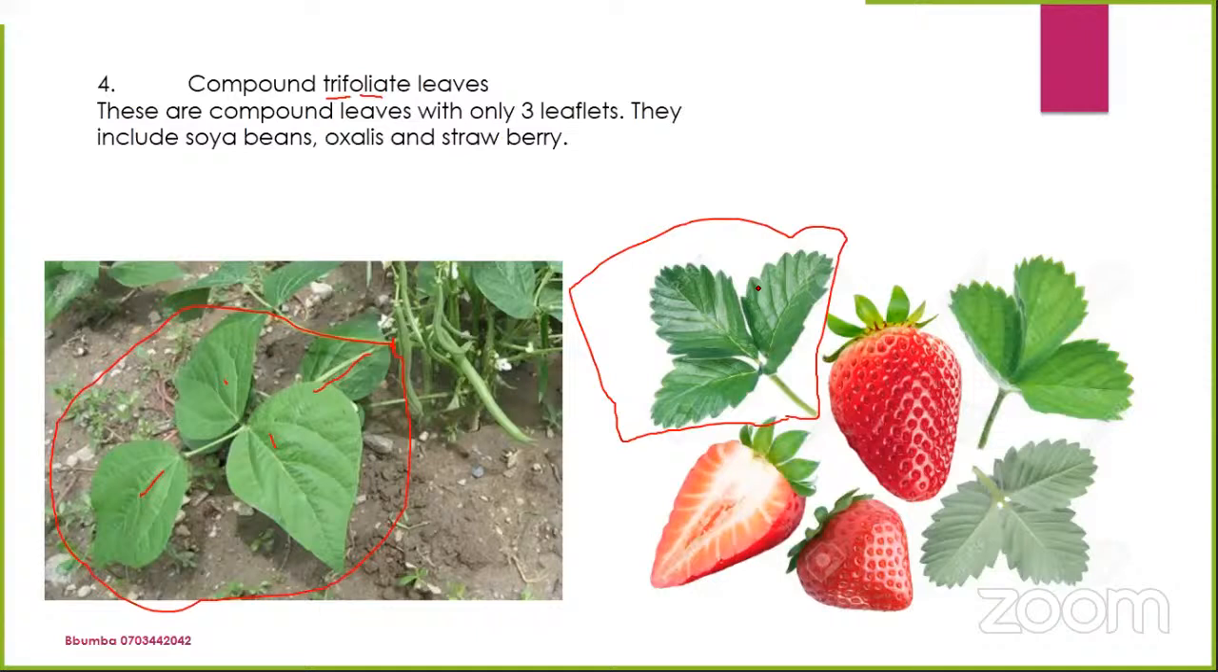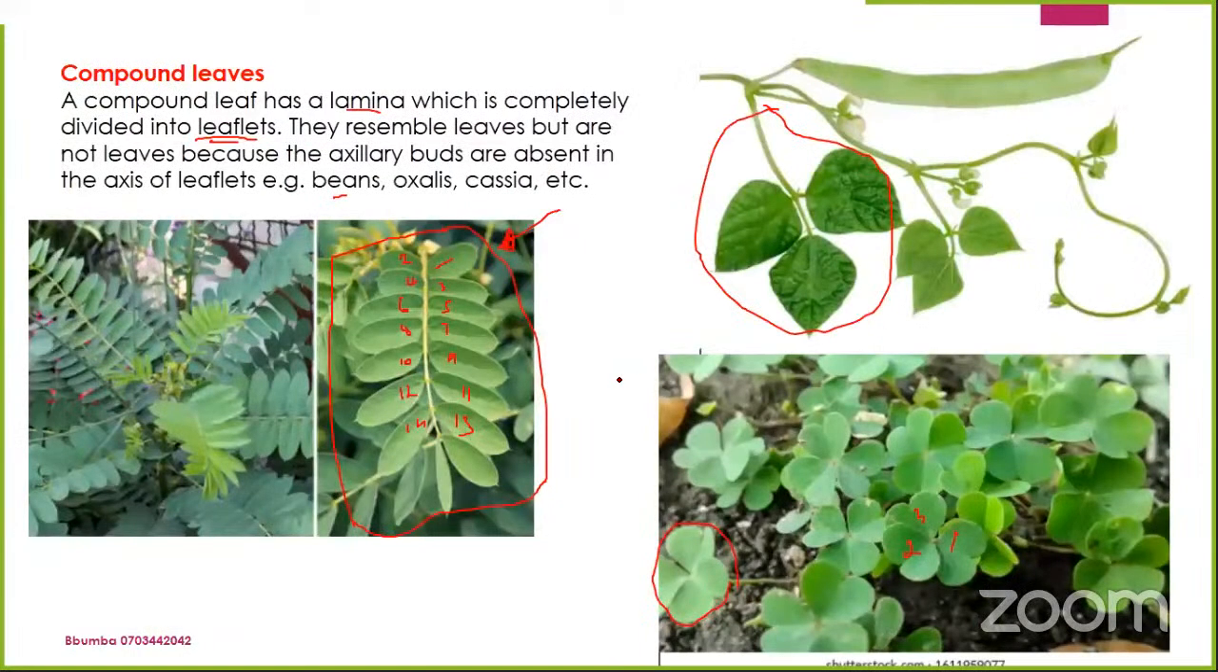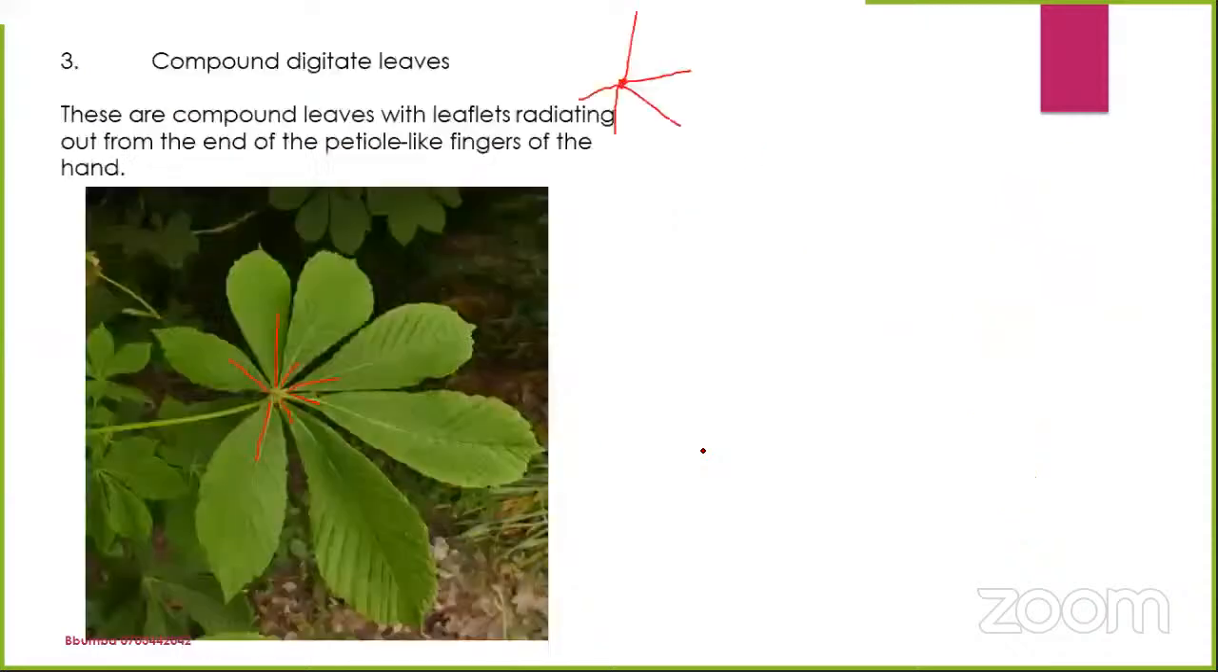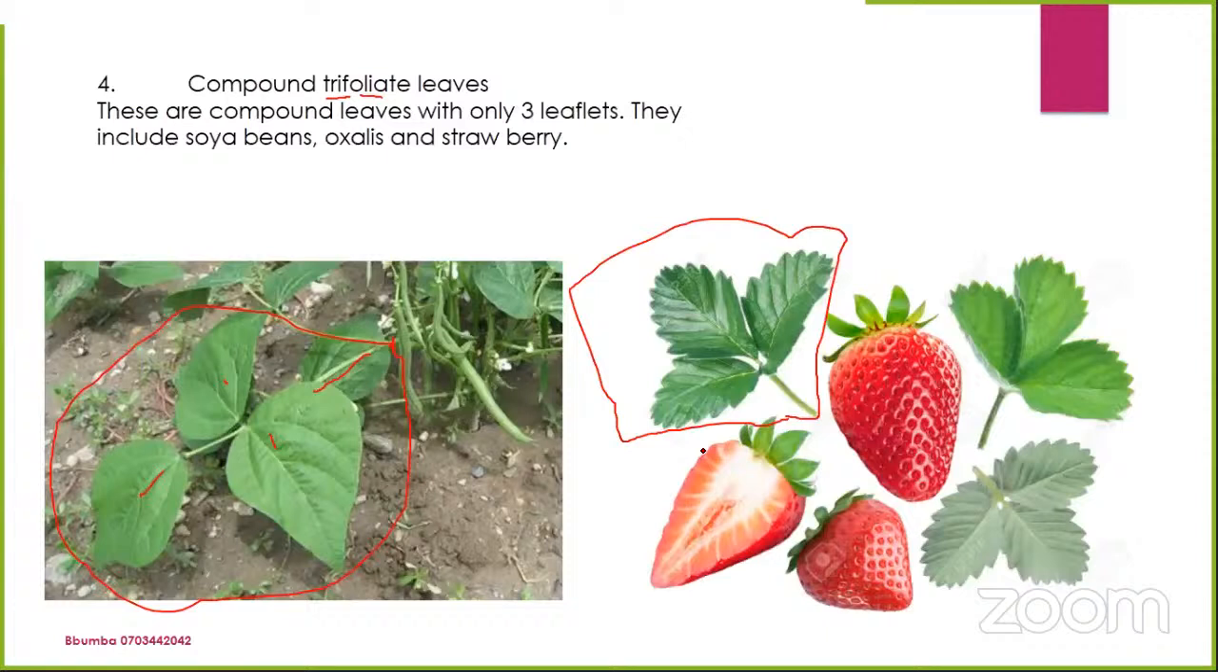Another one is the oxalis. Oxalis in Luganda is called kanyebwa. If I can show you this picture of kanyebwa, these ones here. People used to eat kanyebwa, especially young children. They chew these leaves. So this plant is called kanyebwa in Luganda, and in English it is called oxalis. It also has three leaflets, so it is compound trifoliate. When they ask for an example of a compound trifoliate leaf, you are able to give oxalis or strawberry or beans and so on.